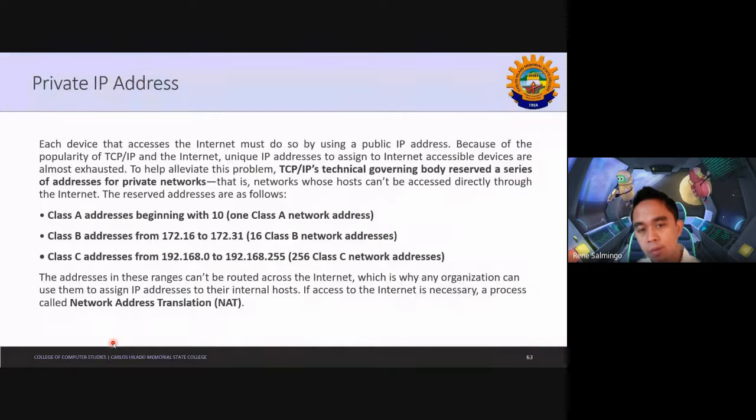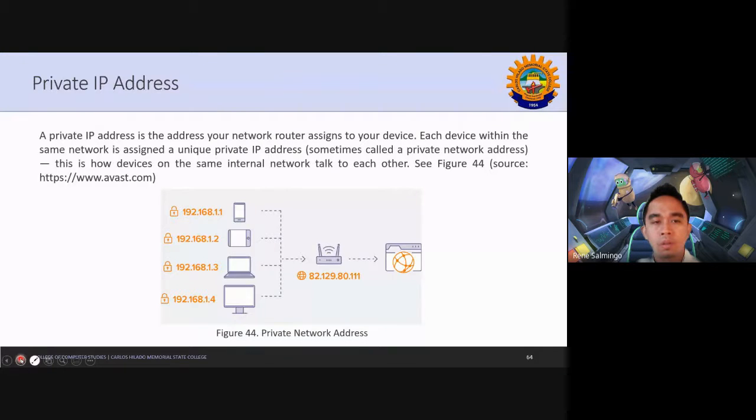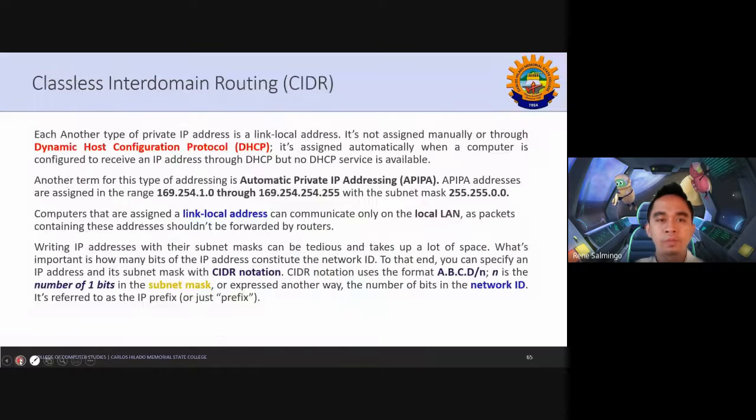These address ranges cannot be routed across the internet, which is why any organization can use them to assign within their own network. If access to the internet is necessary, you will have what we call network address translation if you want to access outside the network. So a private network, you could assign it to your device that would generate a unique IP address.